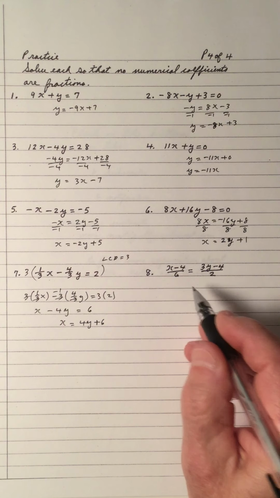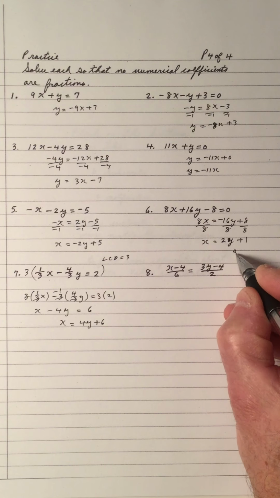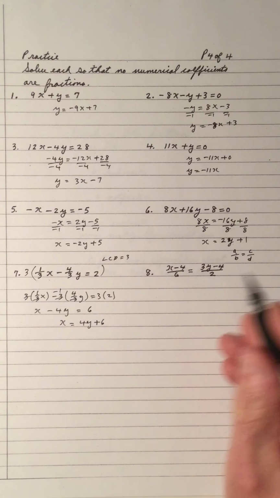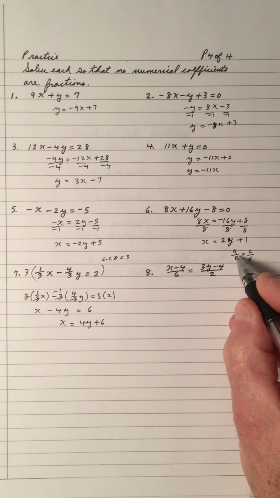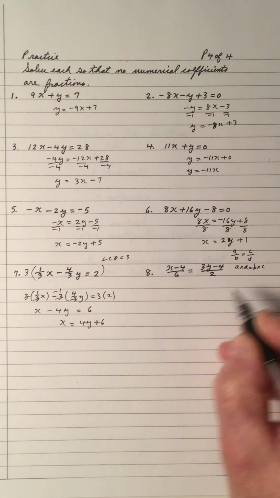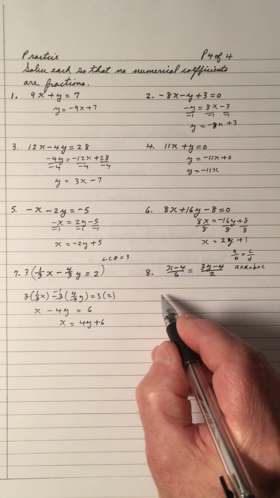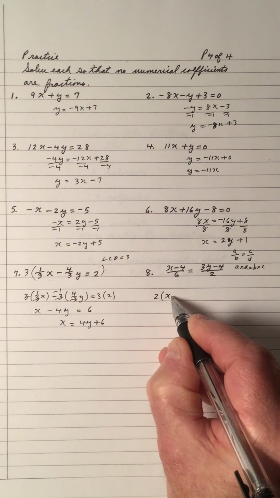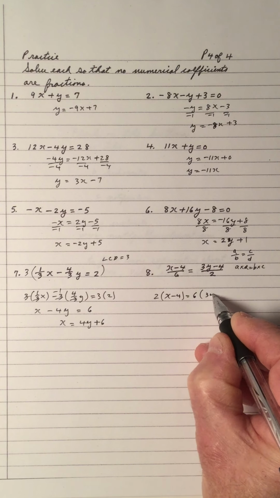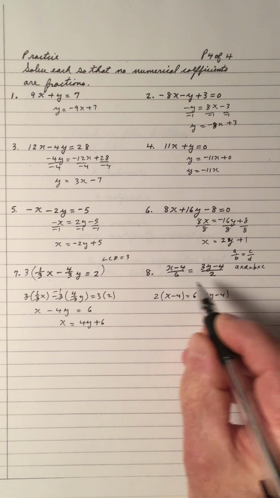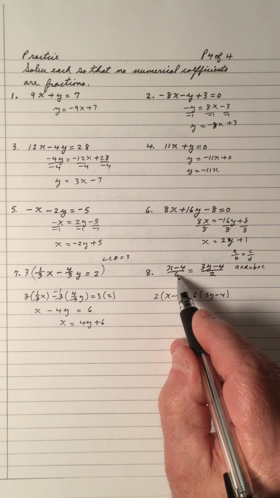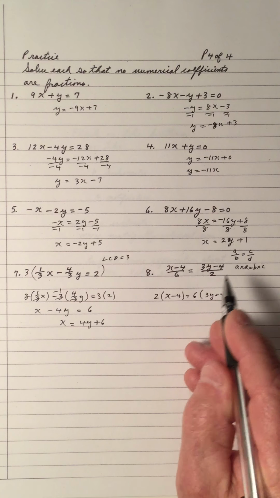And we got 2 fractions equal. Again, this is a over b equals c over d. I'll do this one 2 ways. So if you have these 2 fractions equal, you go a times d equals b times c. So we're going to take 2 and multiply by x minus 4, and we're going to take the 6 and multiply by 3y minus 4. So you cross multiply. So 2 times x minus 4 equals 6 times 3y minus 4.